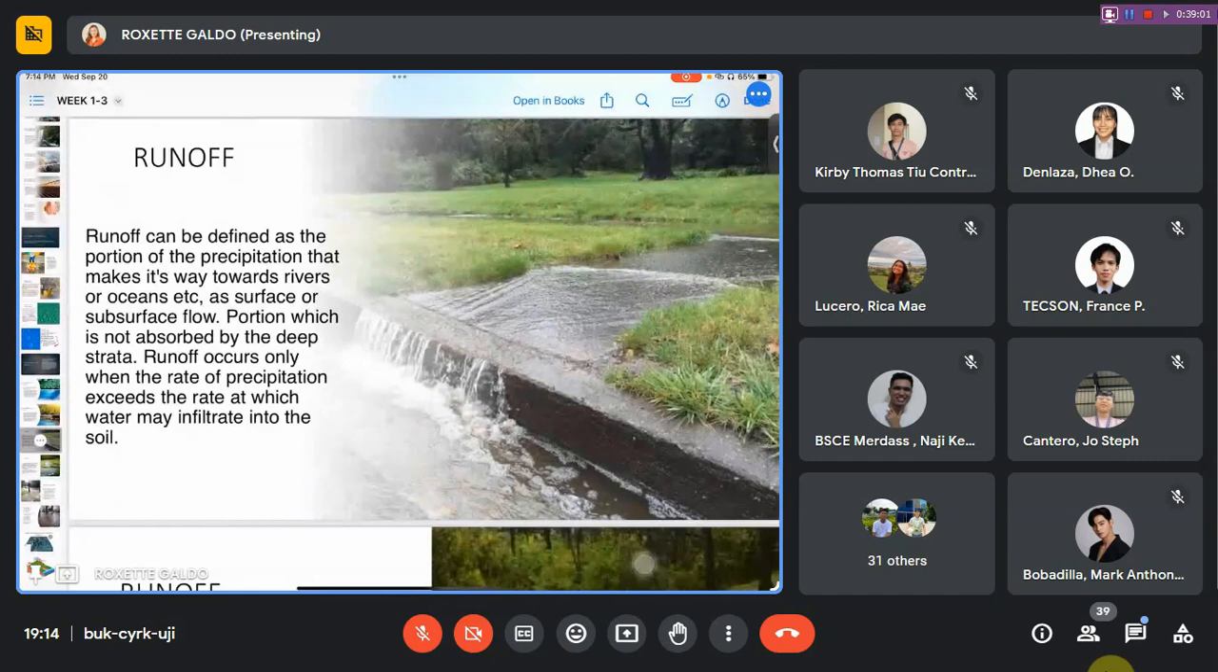Okay. So now, since we have already defined the rainfall, which is where our runoff comes from, let us now define what a runoff is. A runoff can be defined as the portion of the precipitation that makes its way towards the rivers and the ocean as surface or subsurface flow. As shared by Joe, yes, that is a very good answer. Meaning to say, runoff is the amount of water that could no longer soak into the ground. It just remained on the surface. And since water will always find its way from higher elevation to lower elevation, water will always flow back to other surface water, such as the ocean. Okay? So runoff occurs only when the rate of precipitation exceeds the rate at which water may infiltrate into the soil. Okay.